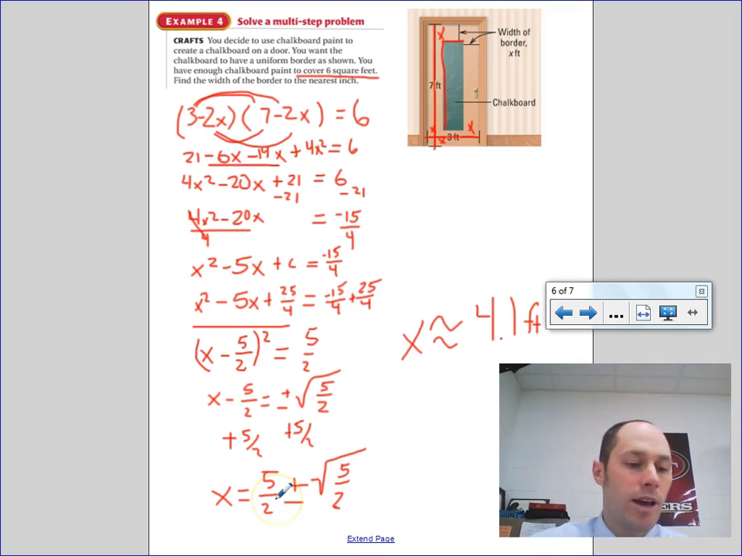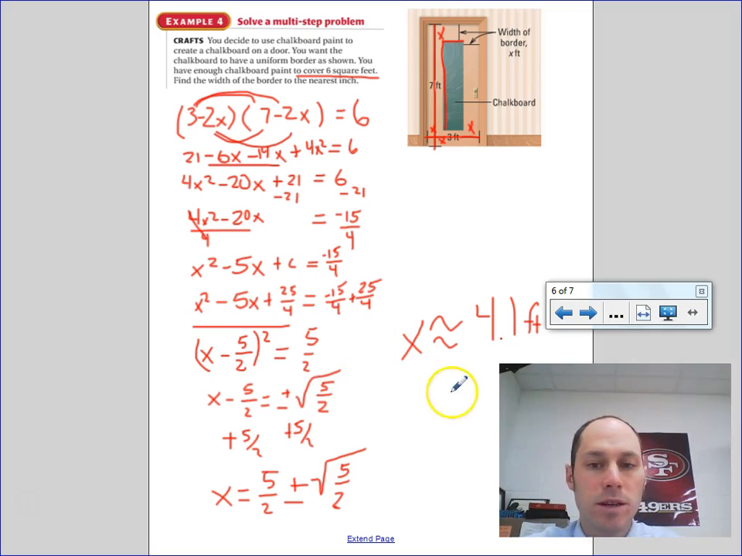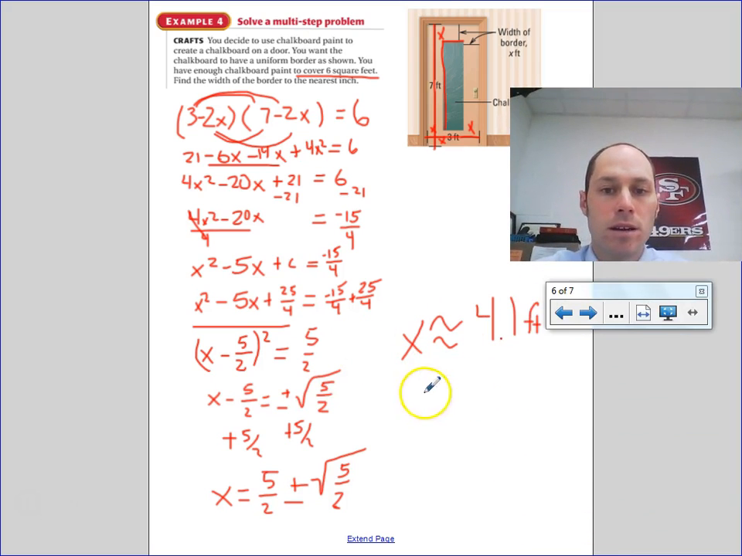Or if we take 5 halves and we subtract the square root of 5 halves, that comes to approximately 0.9 feet.